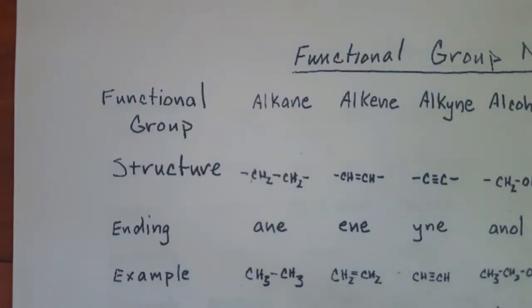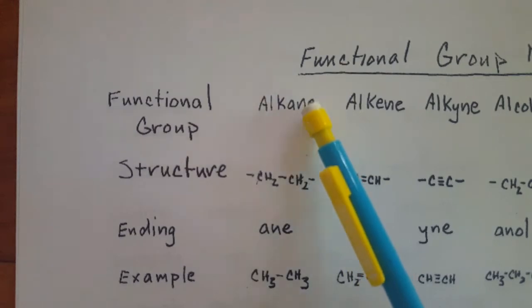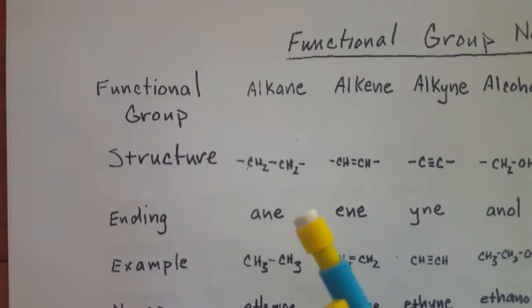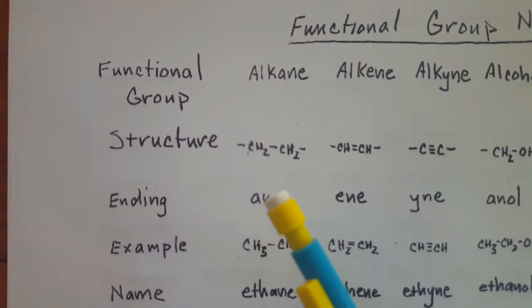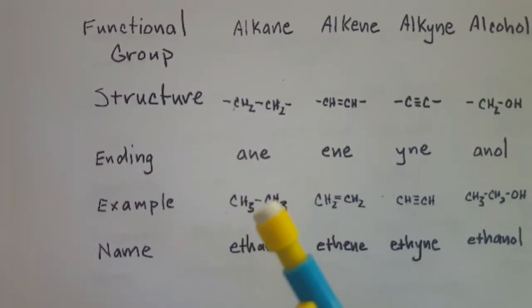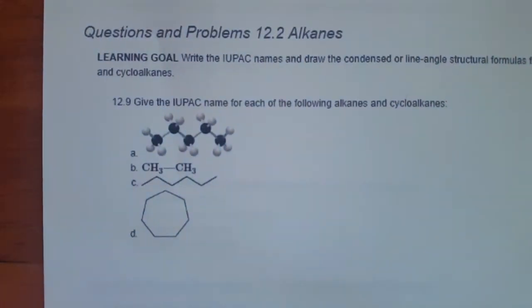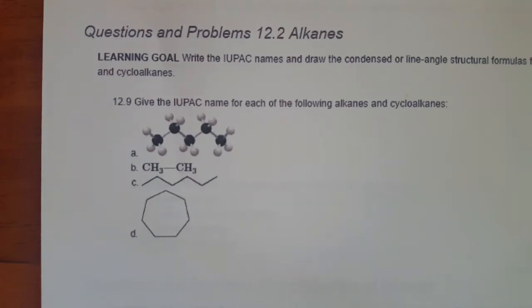And for this chapter, we're dealing with alkanes. This is the basic structure. Everything is a single bond. The ending is ane. Here's an example of ethane, and here's the name, ethane. These are relatively simple examples, but I'm still going to insist that when you come up with the names of these structures, you start by naming it from the back and work forward.